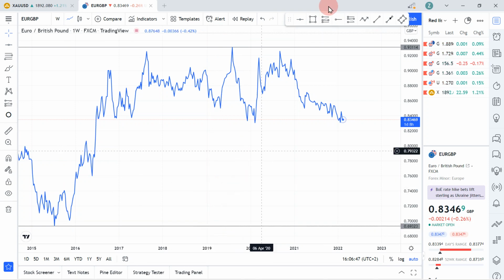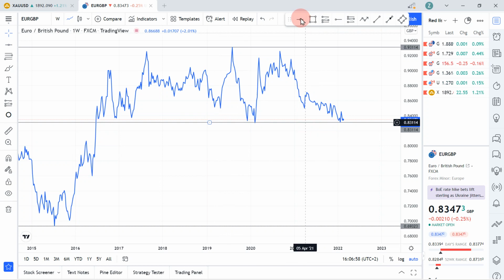And then I'll spot my previous lowest low and highest high. As you can see, guys, this is my previous lowest low. This is my previous low. This is my previous high.